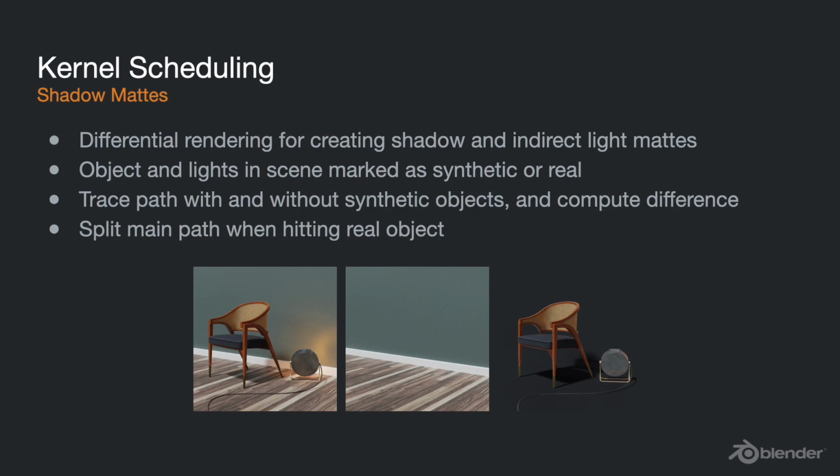And then if you compute those two into different renders, you can compute the difference or the ratio between them, and that then gives you the shadows and the indirect light that is added by the synthetic objects. And in terms of the way we implemented this in the kernel, when you hit a real object that is a shadow matte, we split the path into two. One that's going to trace with the synthetic objects and one without. And this is fairly efficient because we can use ray masks to trace rays with varying visibility pretty efficiently.